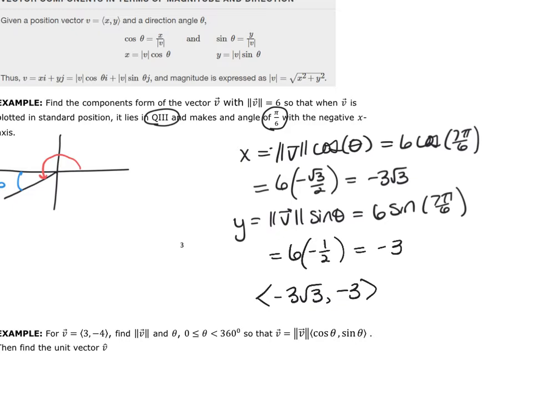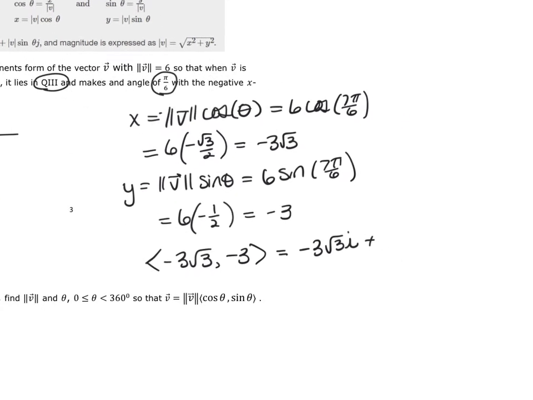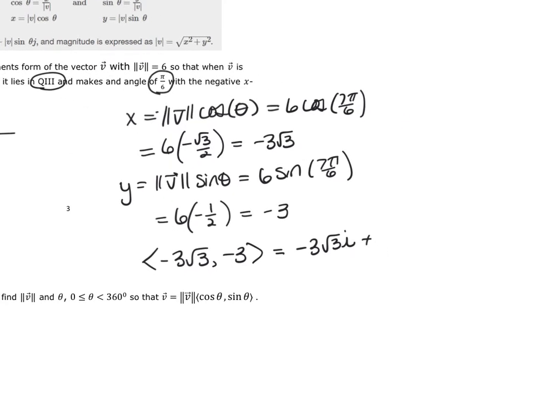If they asked for it in the standard unit vectors, which it did not, it is negative 3 root 3 multiplied by the i, and then, oh, sorry, that should be a negative. That should be a negative. Let me erase that and make that a negative. So then it is a negative 3 in the j direction.